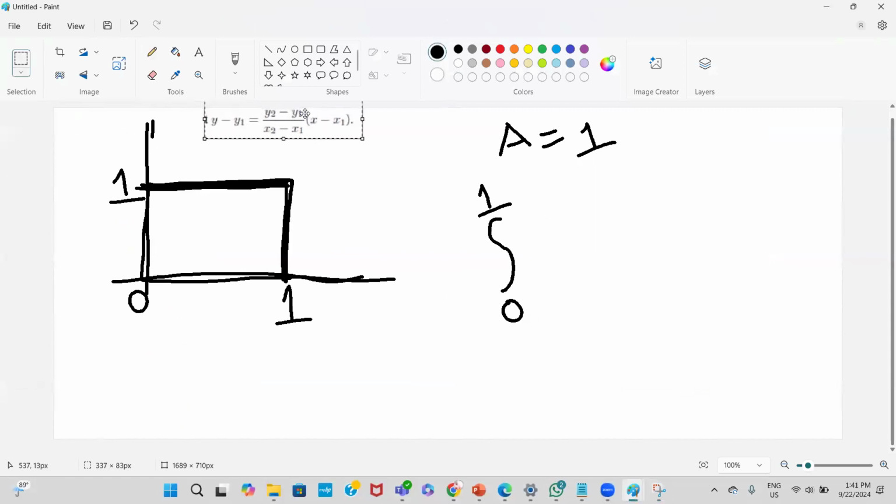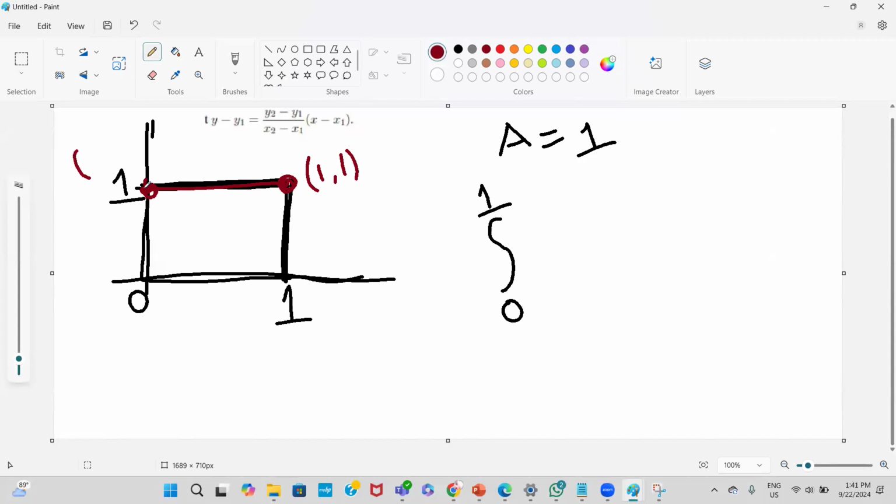Now I have 2 points. What is this point? Yesterday we have seen, right? These are the 2 points that we have, and we want this equation. This point is 0, 1, so this is x1, y1. And this is 1, 1, so this is x2, y2. Now we just have to apply the equation.